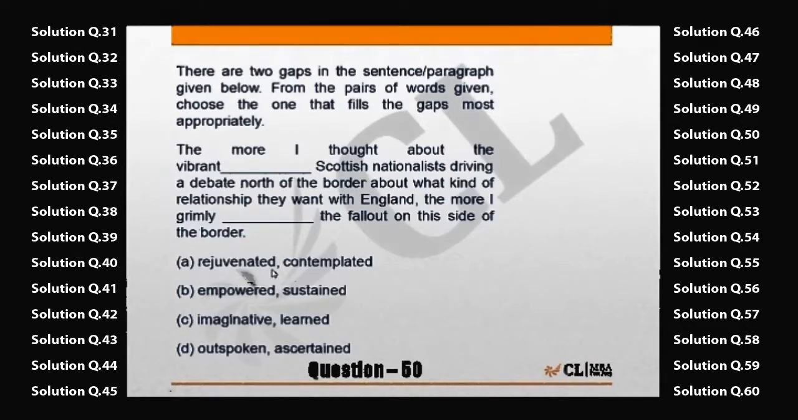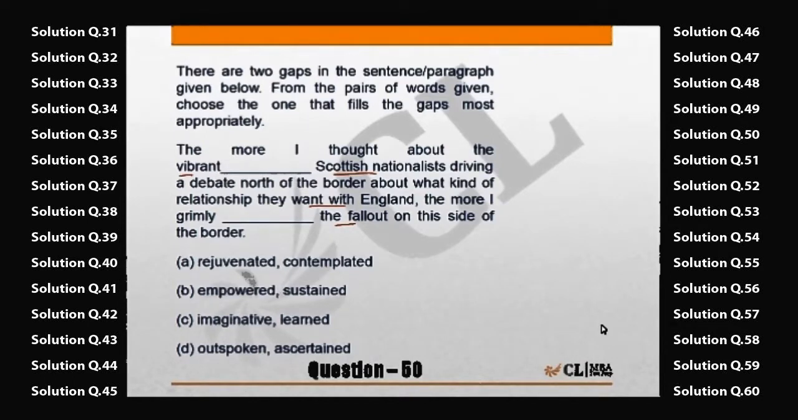Question of fill in the blanks. Again, let's read the statement. The more I thought about the vibrant, dash Scottish nationalists driving a debate north of the border about what kind of relationship they want with England, the more grimly dash the fallout on this side of the border.